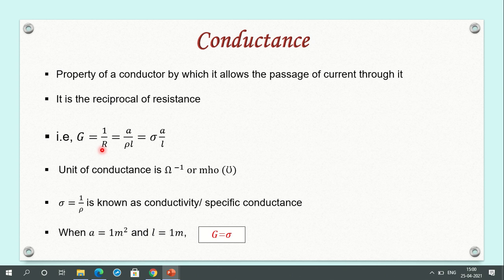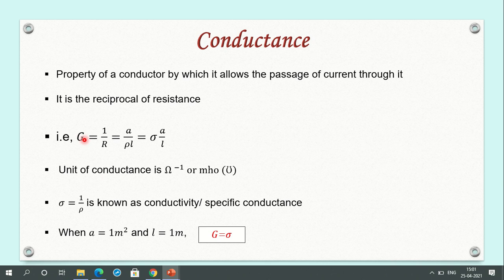We know that resistance R is rho L by A. So 1 by R becomes A by rho L. Here the term 1 divided by rho can be replaced by a constant sigma, so we get sigma into A divided by L. And sigma is known as conductivity or specific conductance of the material.